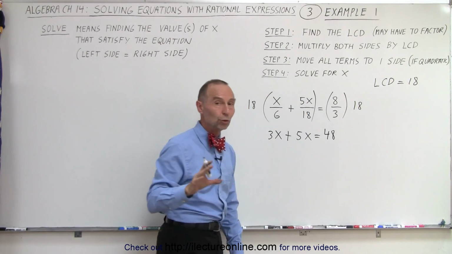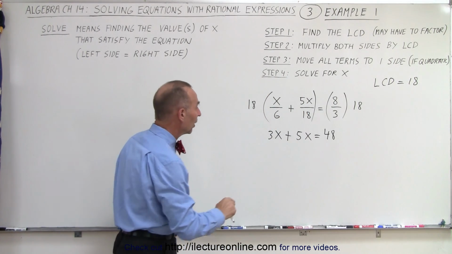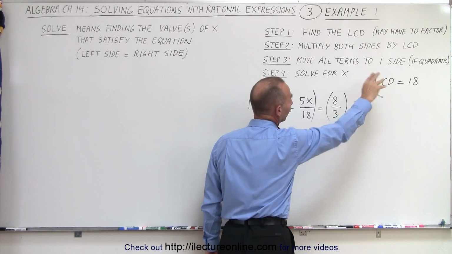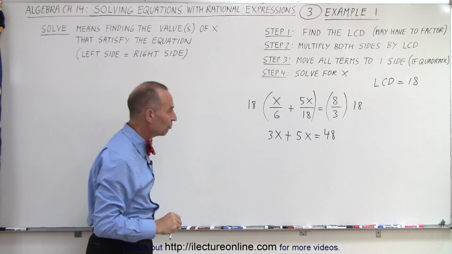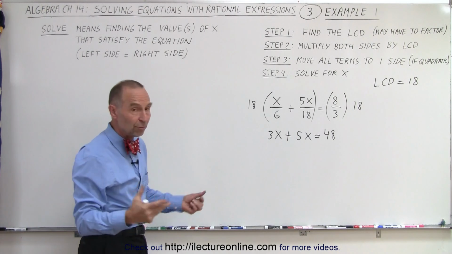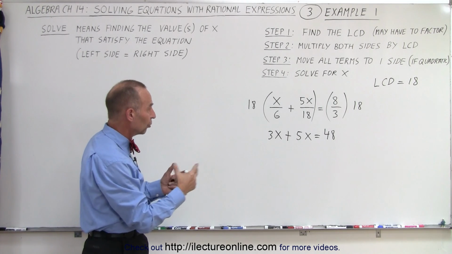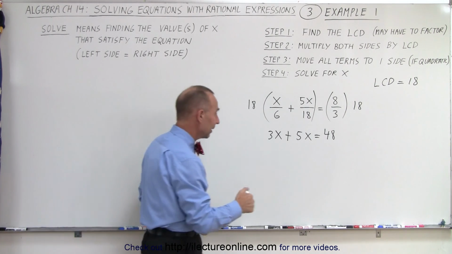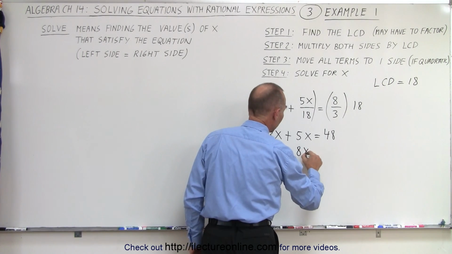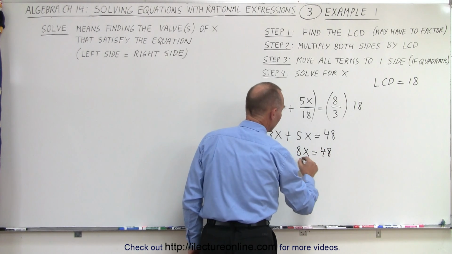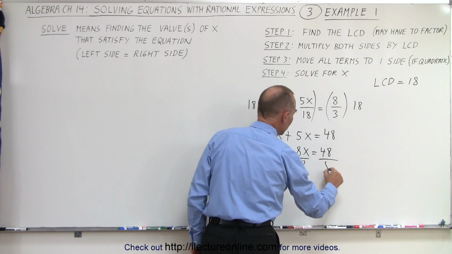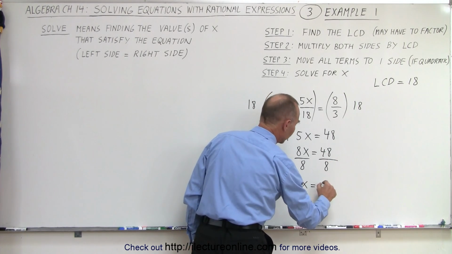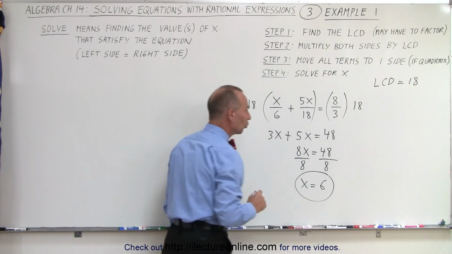Now notice we do not have a quadratic equation. Everything is to the first power, so we don't have to move everything over to one side since we don't have a quadratic equation. We just simply solve for x, which means we combine all x terms on the left side, all numbers on the right side, they're already there. Then we combine like terms, which is 8x equals 48. Then we divide both sides by the numerical coefficient in front of x, so we get x is equal to 6. And there is our solution.